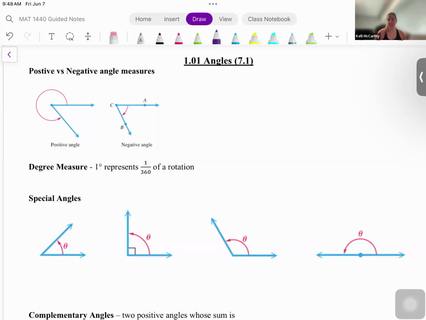In this video, we're going to cover section 1.01, looking at an introduction to angles. We measure angles using degrees, and we can have both positive or negative angle measures. A positive angle measure is measured counterclockwise. So starting from your initial side, counterclockwise results in a positive angle.